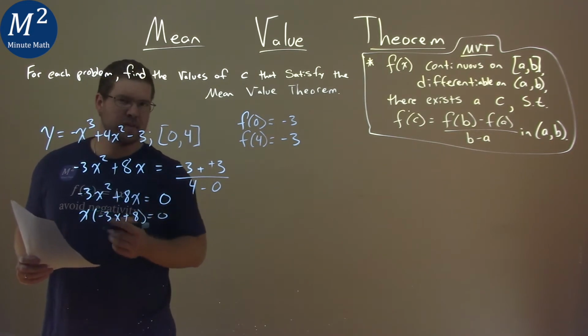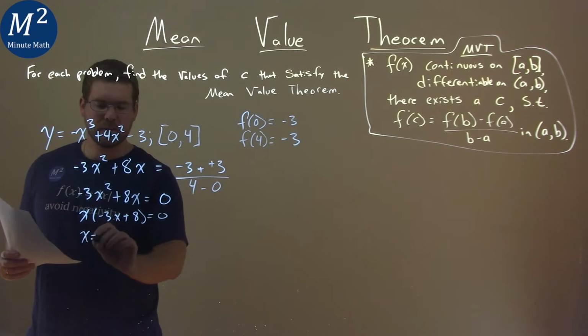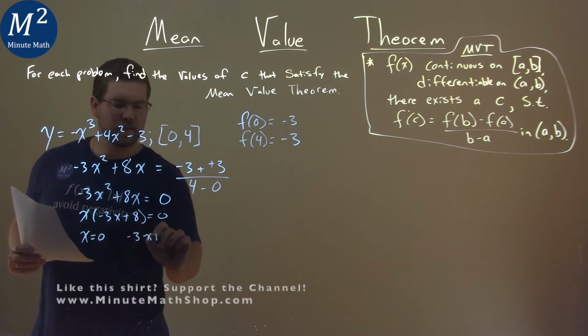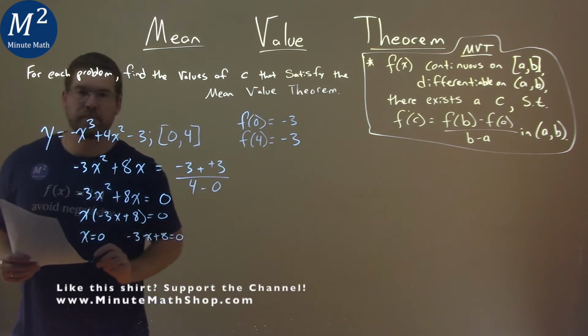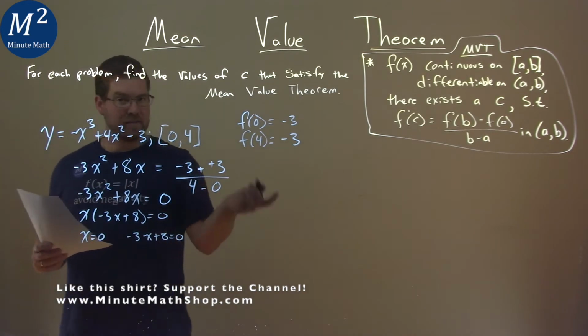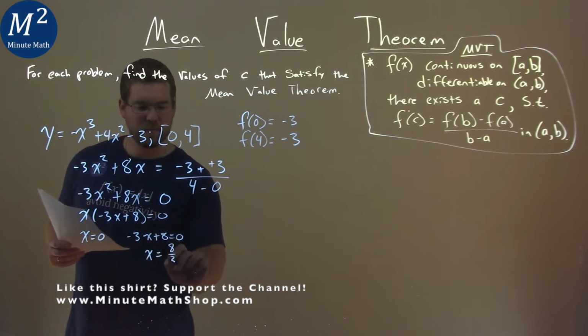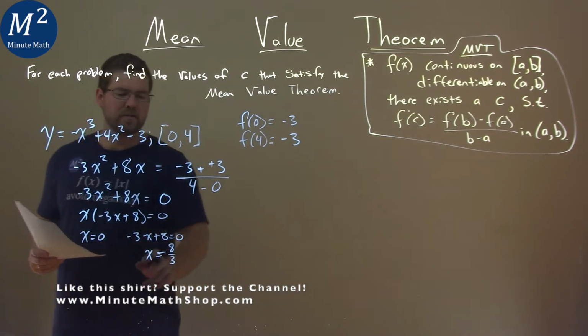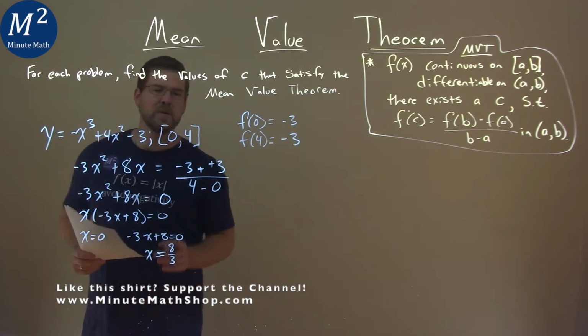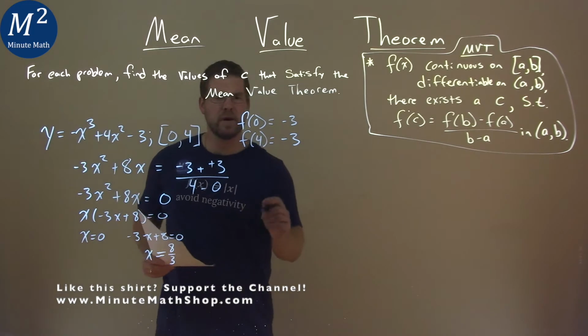Set each one individually equal to 0. x equals 0, and negative 3x plus 8 equals 0. Subtract the 8 from both sides, divide by negative 3, and x equals a positive 8/3. So we have two x values here, but only one of them is actually our c value.